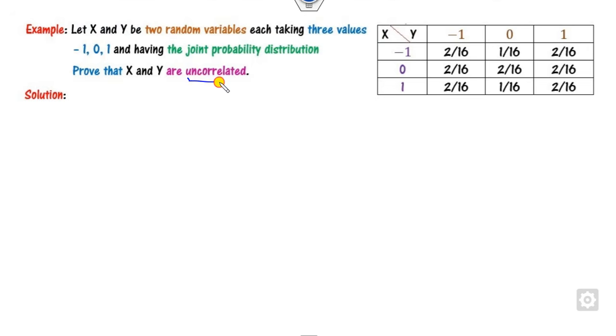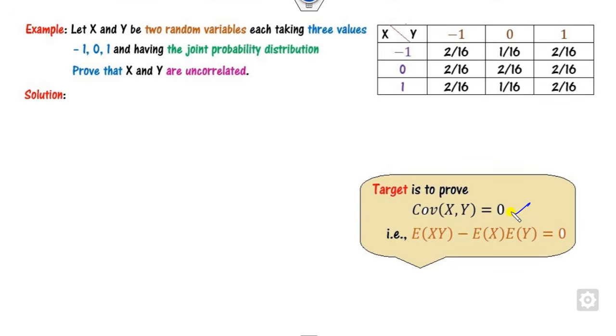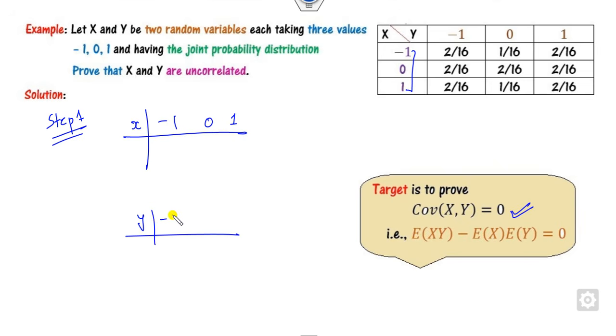Look at one more example here. Again you have to prove whether they are uncorrelated or not. It means your target is to prove the covariance is 0. So again we will apply step number 1. We can find the marginal of x. How many values of x are there? There are 3 values. How many values of y? Again there are 3 values.